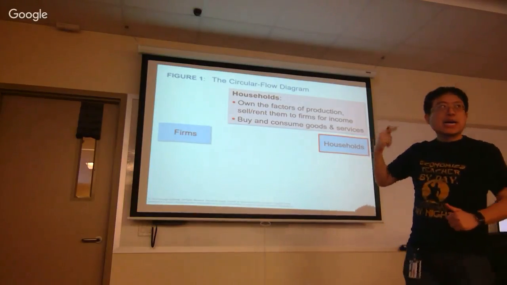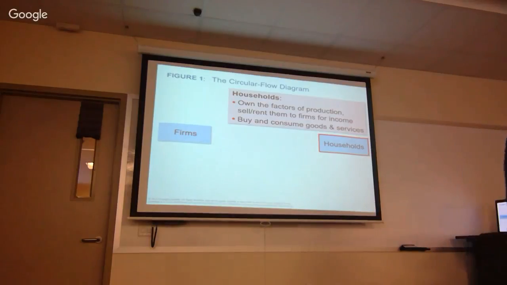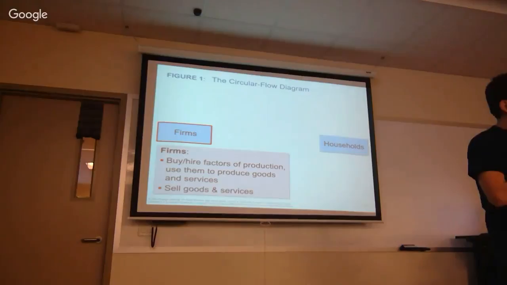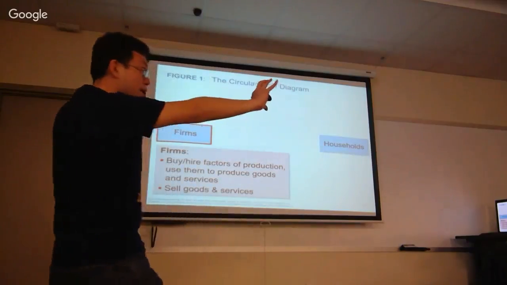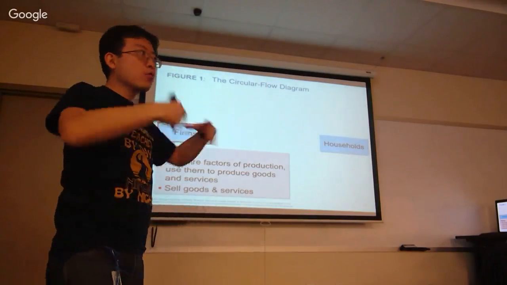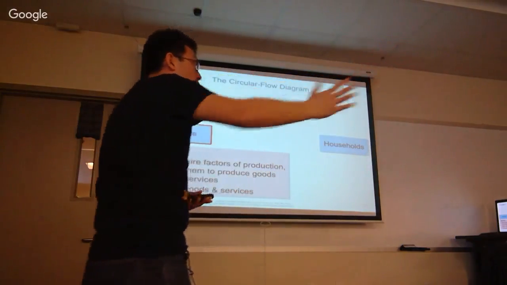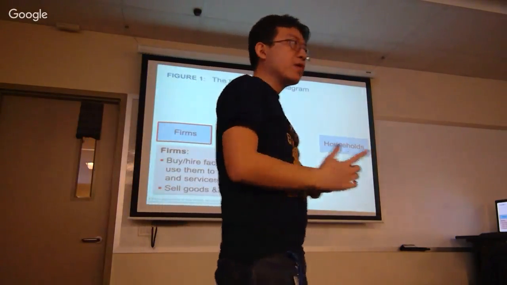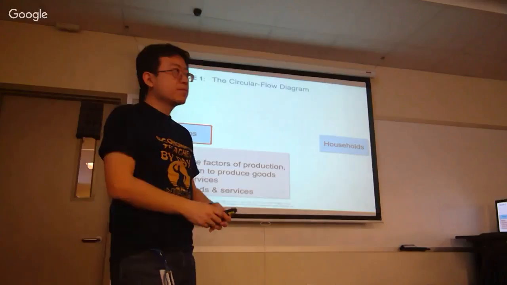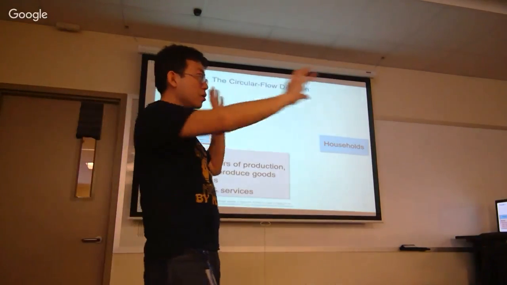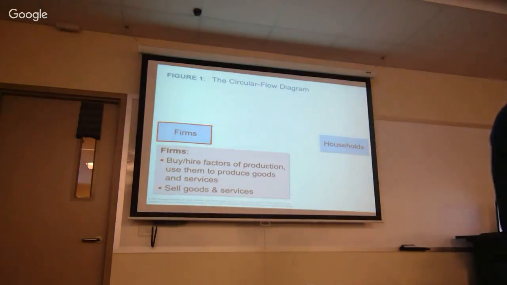Now for firms, it will be the opposite. It's on the other side of the equation. Firms want to purchase the factors of production, and then they use them to produce goods and services. Once they produce the goods and services, they sell them. So the two parties are opposite. Households own the factors of production, sell the factors of production, and then buy goods and services. But firms on the other side buy factors of production, and then produce goods and services. So the two parts of the picture are totally opposite. All firms want to buy factors of production and then sell goods and services.